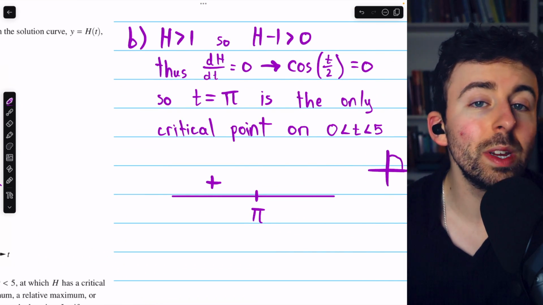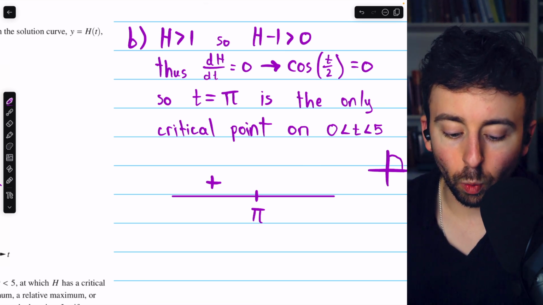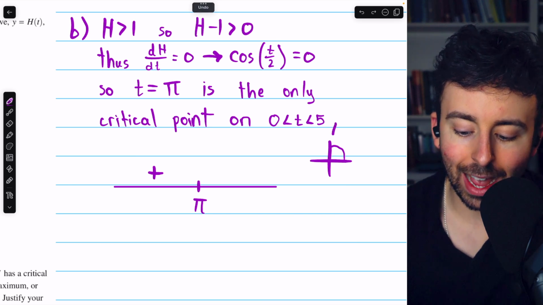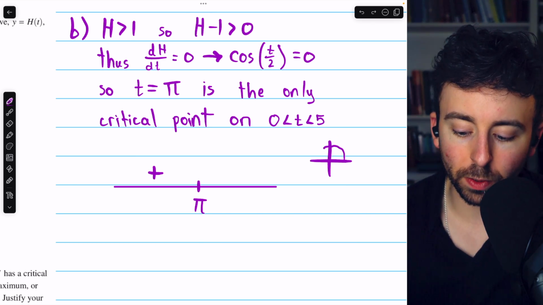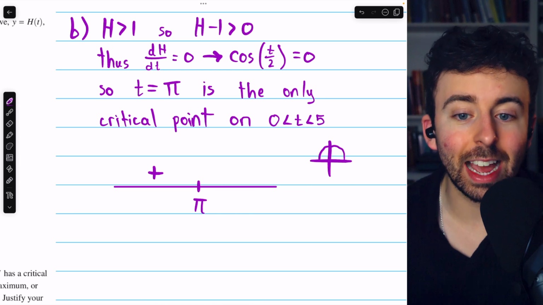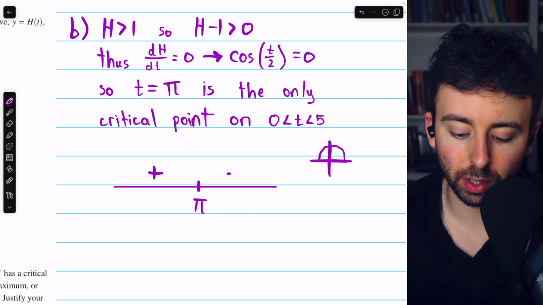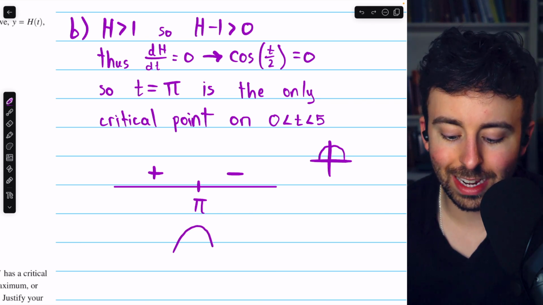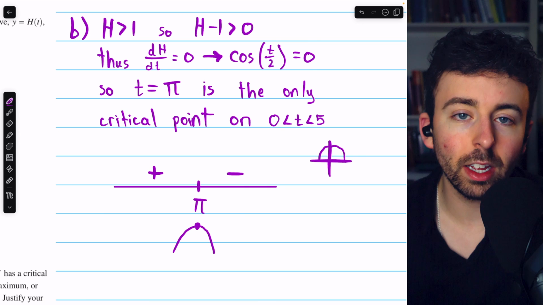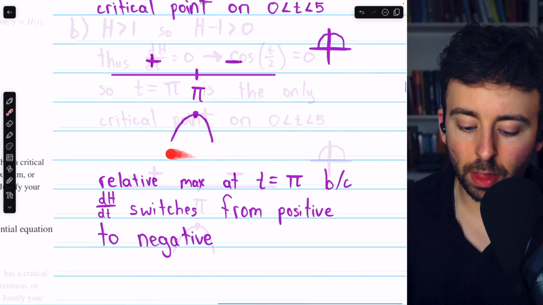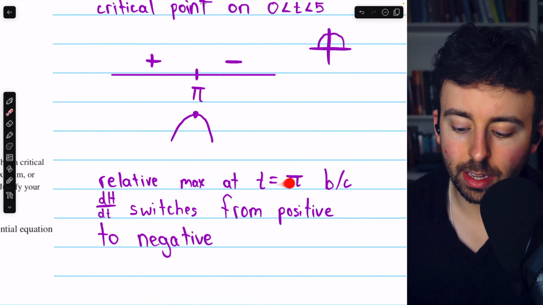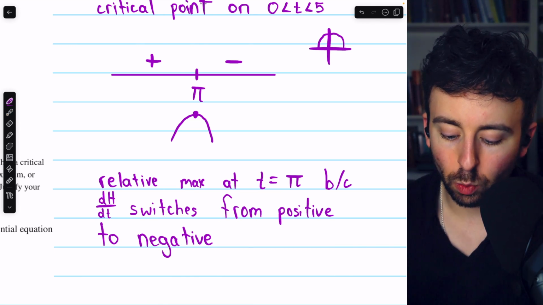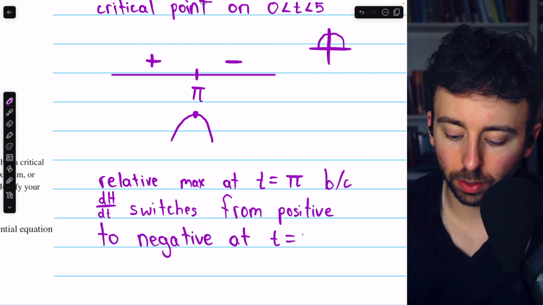That's when t is between 0 and pi. Once t passes pi, the input, t over 2, passes pi over 2. And so now we're over here, where x is negative. And so the sign of the derivative would be negative. Hence, the function switches from increasing to decreasing. So at t equals pi, we have a relative maximum. And there that reasoning is. There's a relative max at t equals pi because the derivative, dh dt, switches from positive to negative, we might say, at t equals pi.